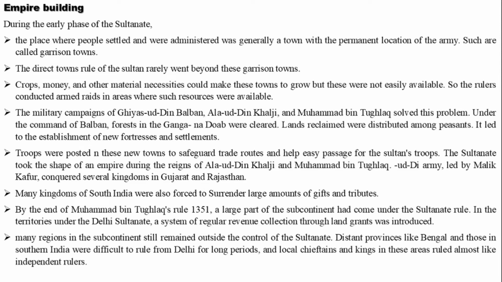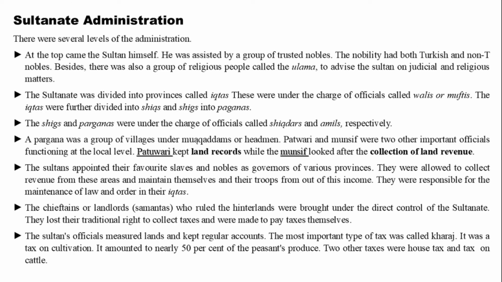In the territories under the Delhi Sultanate, a system of revenue collection through land grants was introduced. Many regions of the subcontinent still remained outside the control of the Sultanate. Distant provinces like Bengal and those in southern India were difficult to rule from Delhi for long periods. Now, how was the Sultanate administration, about the land records and the collection of land revenue?